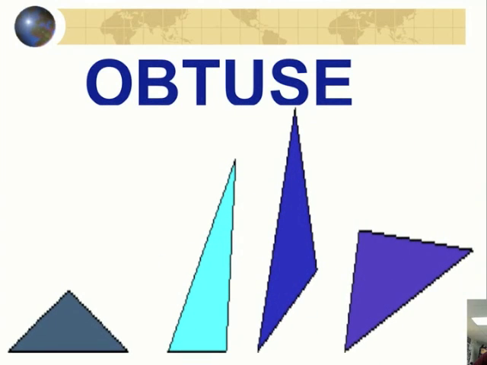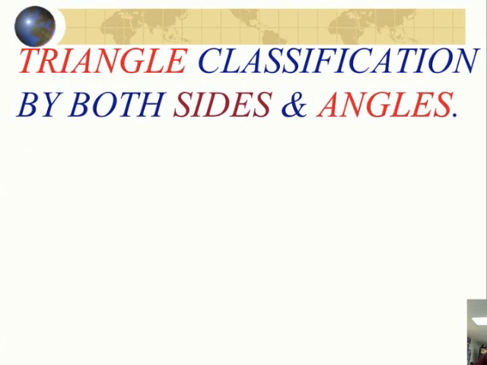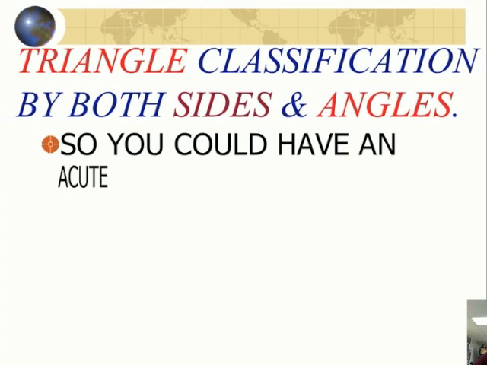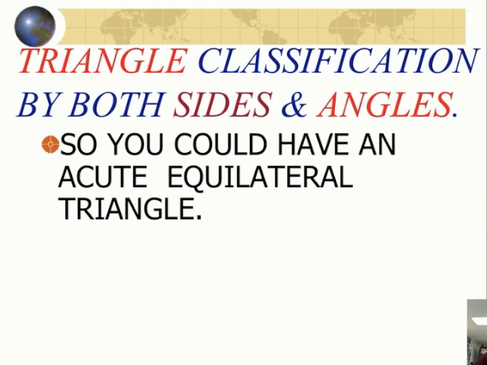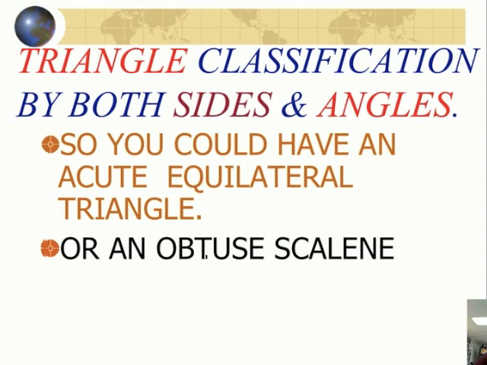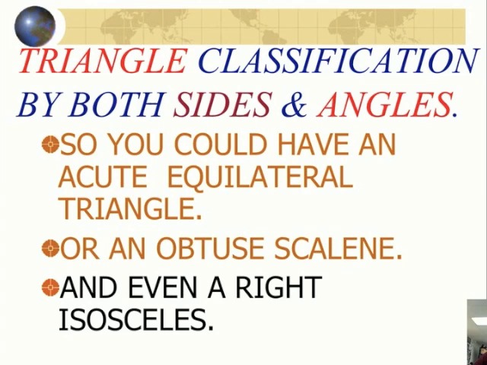So here's some obtuse. You're looking at something that's larger than 90. The other ones are going to be less than 90. So if we look at it by classification, you can identify them both by sides and by angles. So you could have an acute equilateral, so all sides are equal and all the angles are acute, less than 90 degrees. You can also have an obtuse scalene, which means you have one angle in the triangle that is larger than 90 and none of the sides equal. You can also have a right isosceles, so you have a 90-degree angle in your triangle and two of the sides are equal.